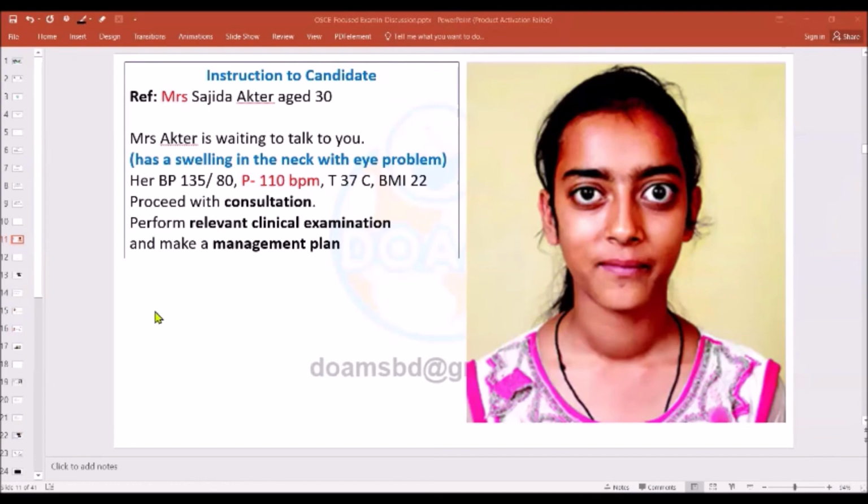Graves. Dr. Manal, one by one, please. Dr. Manal, can you tell again? Graves. Thyrotoxicosis. You are telling Graves' disease, right? Yes. Very right. Do you like to add anything more? Graves' disease with anything else?